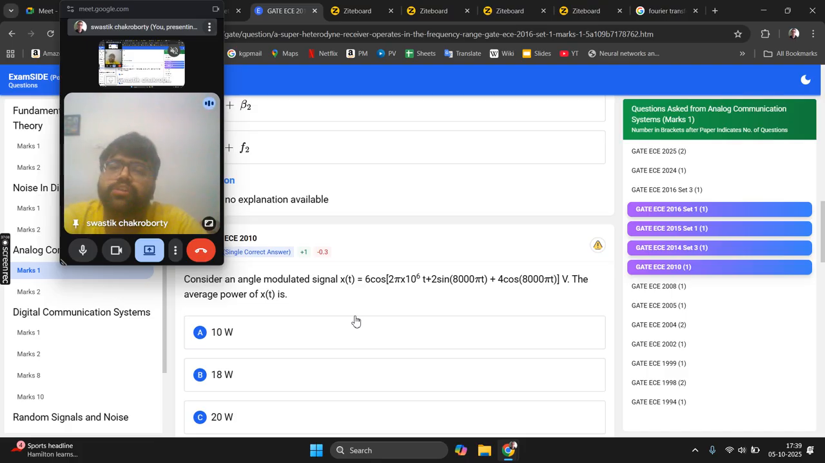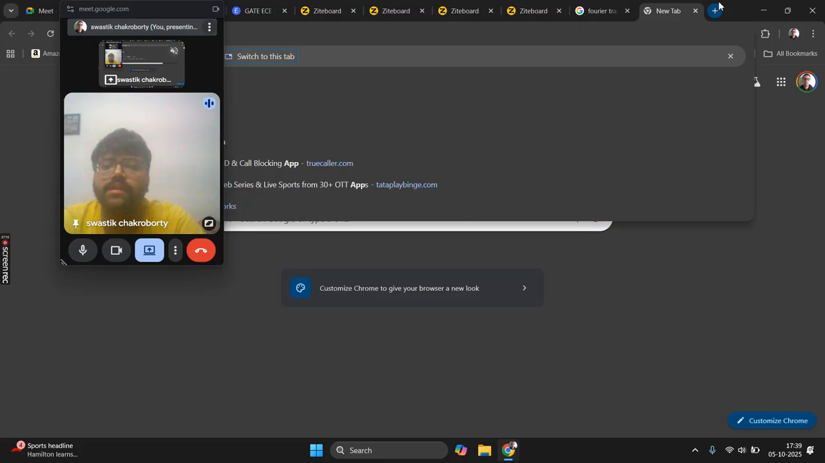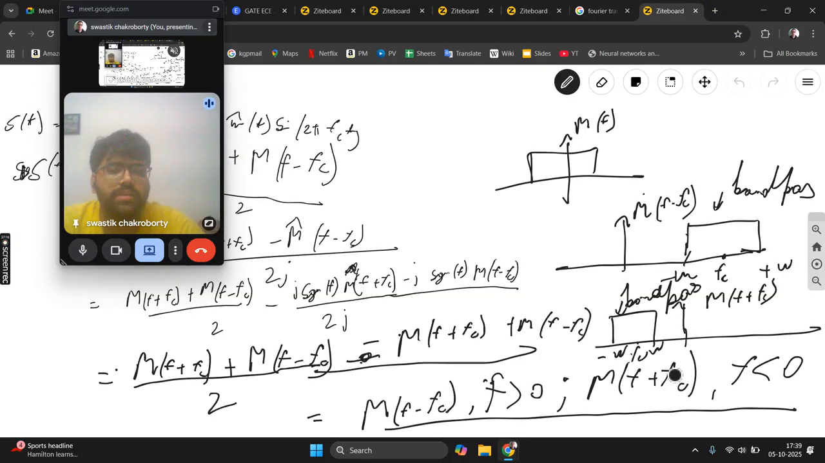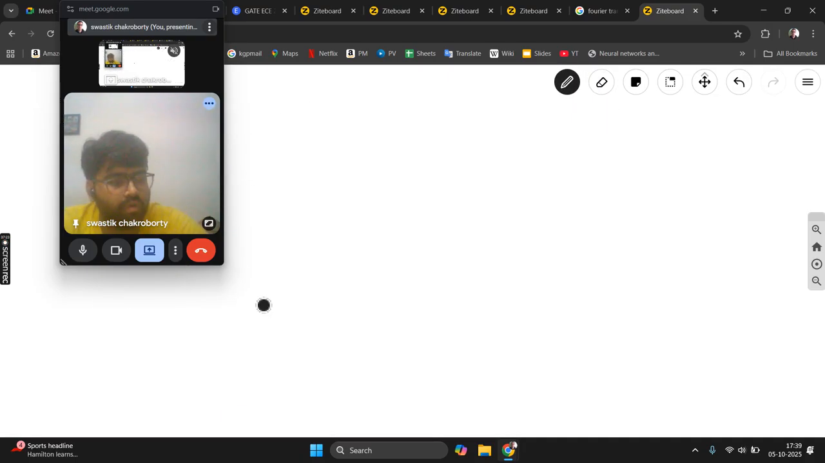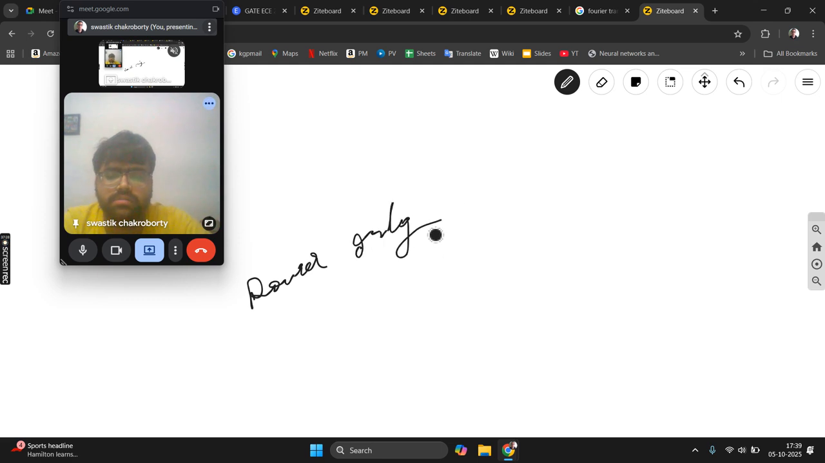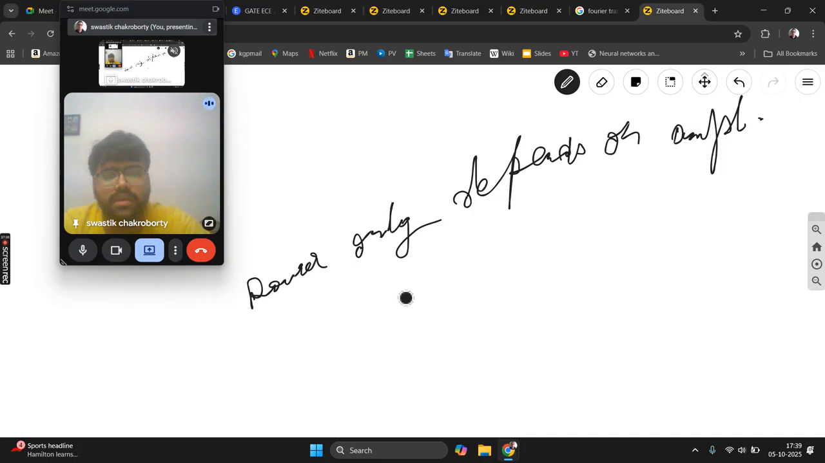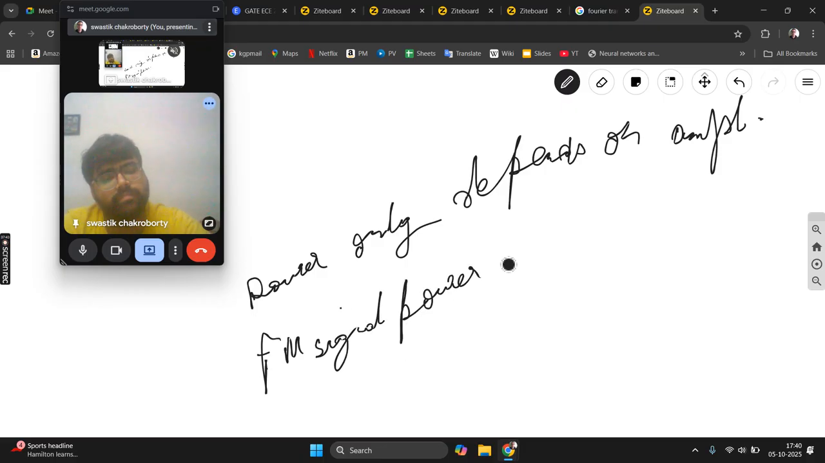Now for phase modulation or frequency modulation, the power is not affected. The power only depends on amplitude. That is something that needs to be committed to the mind, that power only depends on amplitude. It does not depend on frequency, it does not depend on phase. So FM signal power is equal to carrier power always.